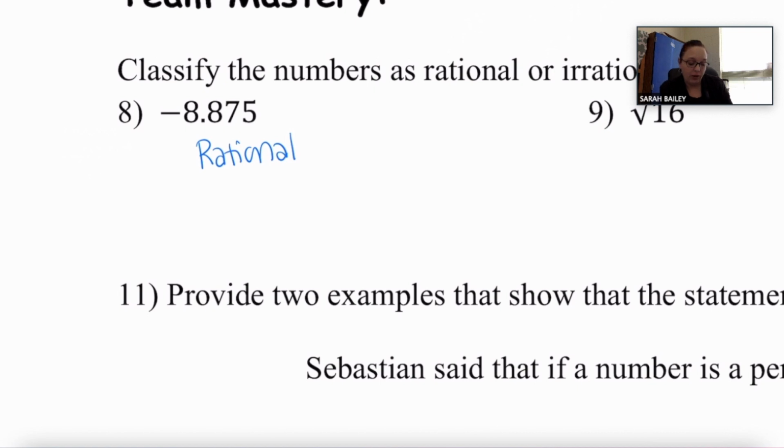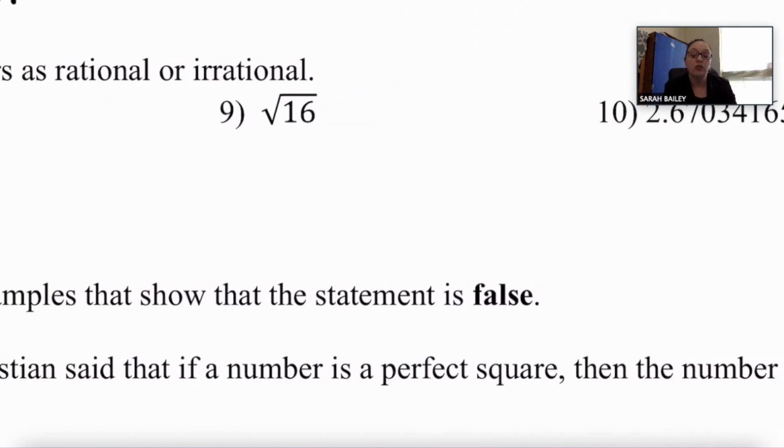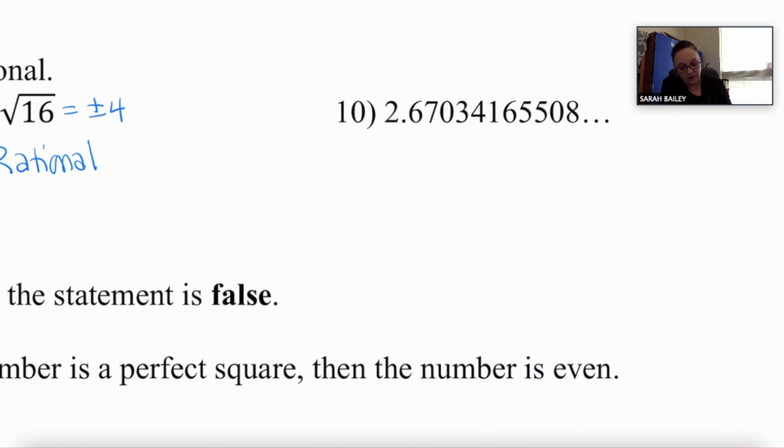Okay? What about the square root of 16? So anytime you're looking at square roots, and you want to determine rational or irrational, look and see the number underneath the square root symbol. Is it a perfect square? Well, this one is. Remember that the square root of 16 is 4, positive and negative 4. So this is also rational.